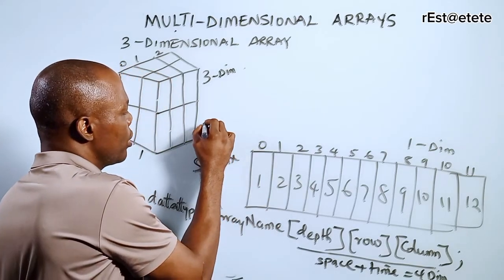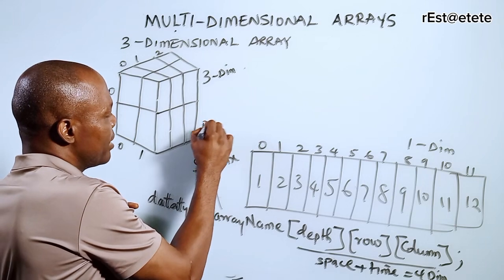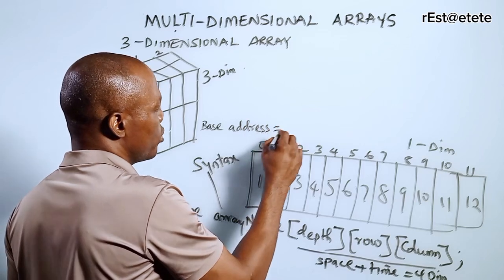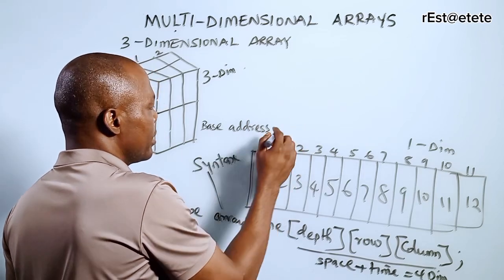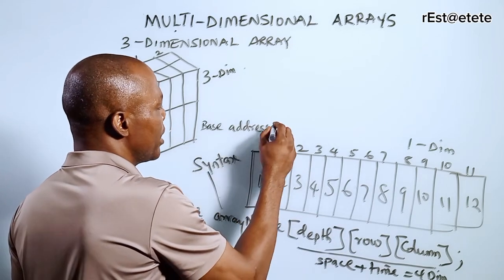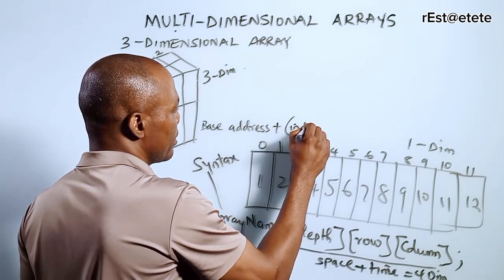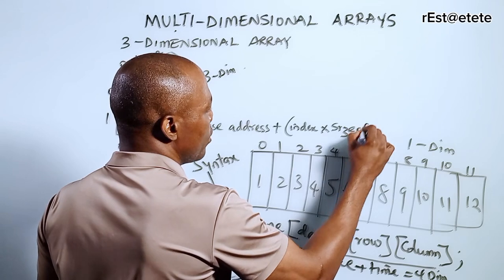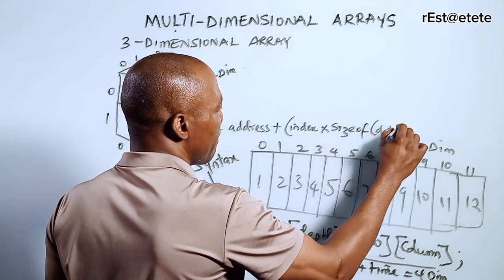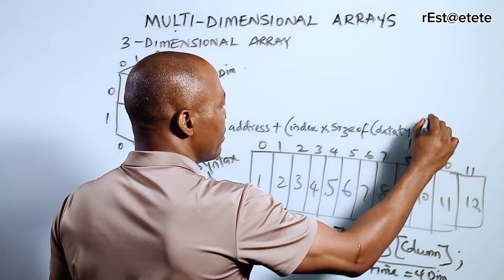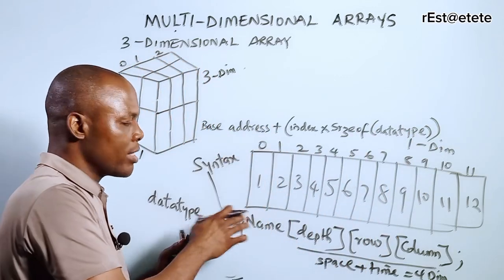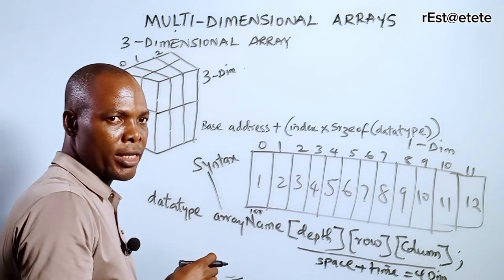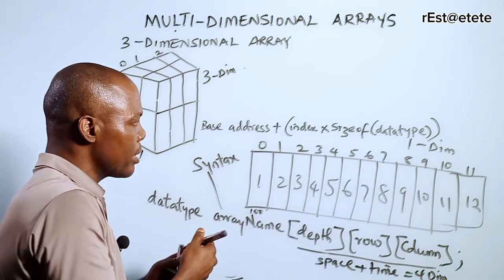I told you to get the address, you have base address. Any address is always base address plus index, multiplied by size of data type. That is how you calculate the address of any element. So if we have 100 as the base address, how are you going to determine these other addresses for these other elements?